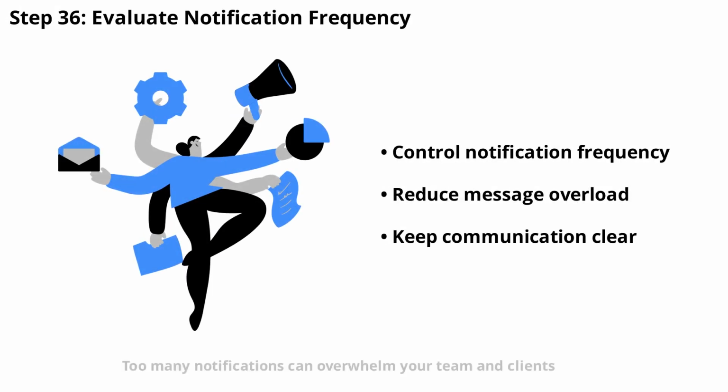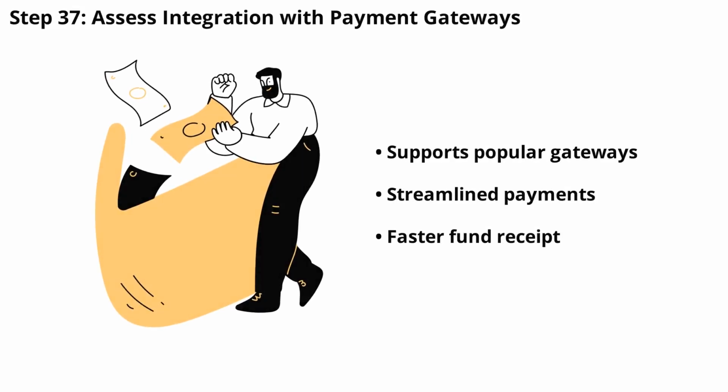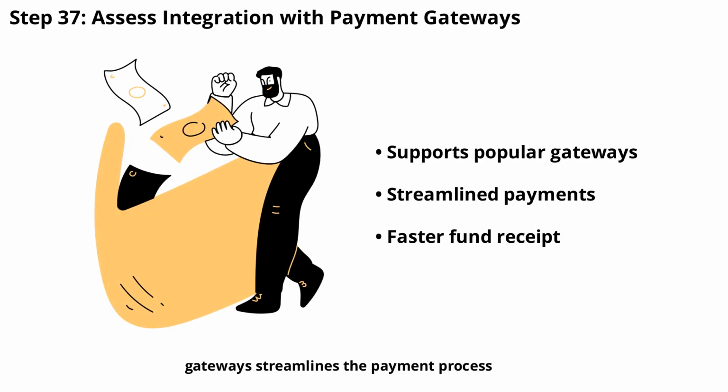Too many notifications can overwhelm your team and clients. Choose software that lets you control the frequency and type of notifications sent. This ensures everyone stays informed without being bombarded with unnecessary messages. Direct integration with payment gateways streamlines the payment process. Check if the invoicing software supports popular gateways like PayPal, Stripe, or Square. This makes it easier for clients to pay and for your agency to receive funds quickly.